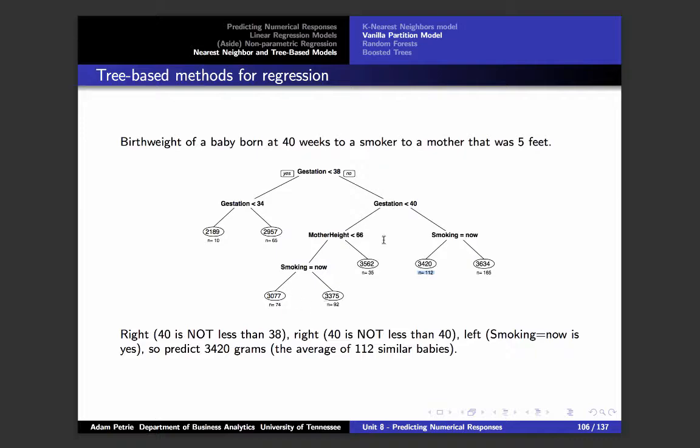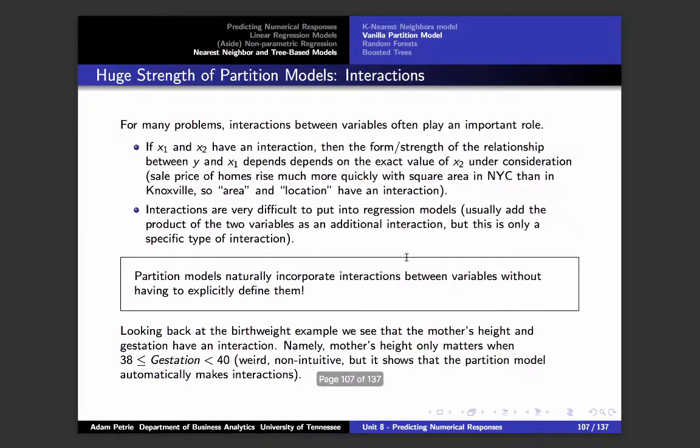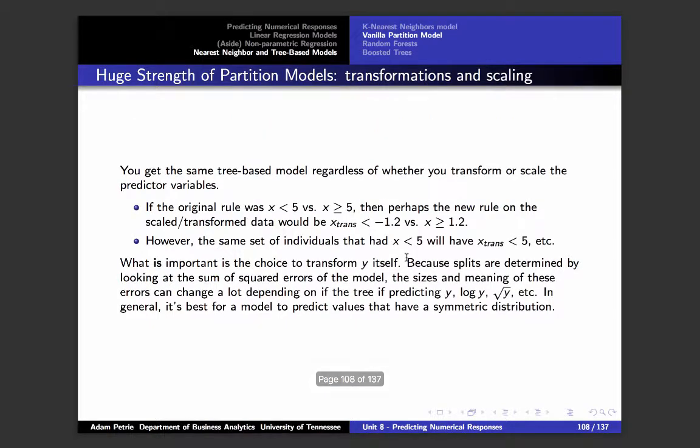And in order to make a prediction, we almost always have to use information about whether or not the mother is or isn't smoking. So the importance or the nature of that relationship between birth weight and smoking depends on gestation. We have an interaction. It's naturally been incorporated into the model itself. So a huge strength of that.